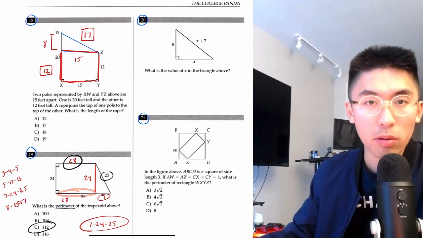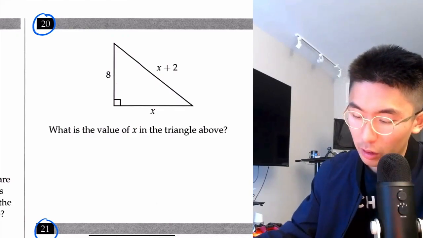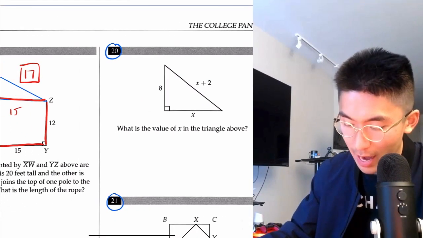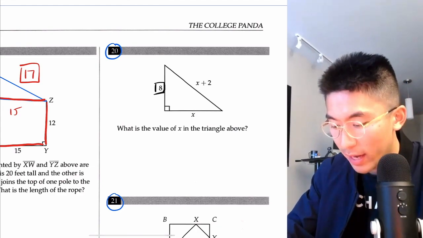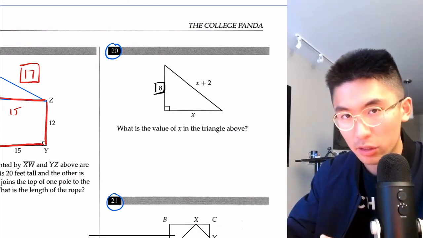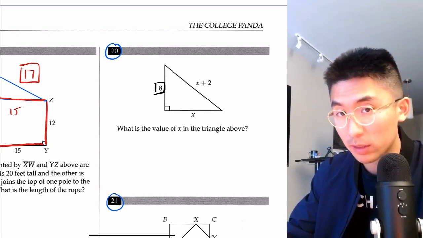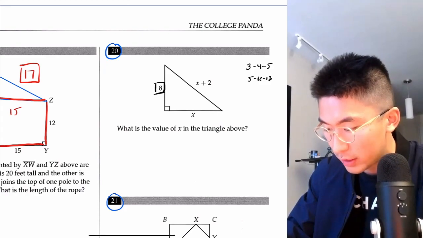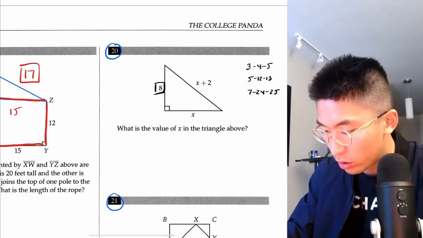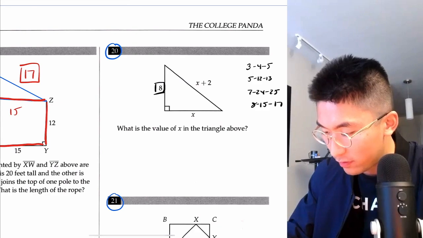Let's take a look at the next problem. And in this problem, it looks obscure. It looks abstract. This is why we need to know those special side ratios. We have an 8 here. That's a hint to you that this could potentially be one of the special side ratios. What were they again? 3, 4, 5. 5, 12, 13. 7, 24, 25. And then 8, 15, 17.